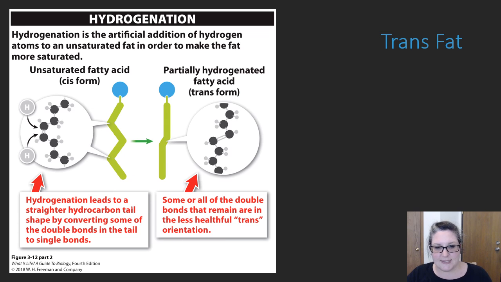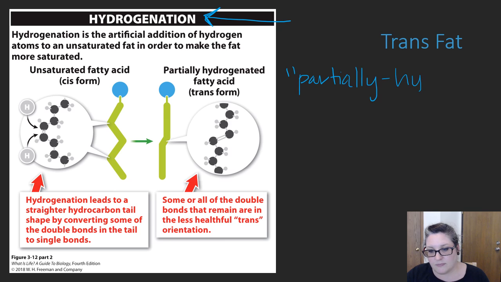A third type of fat is called trans fat. I'm sure you've all heard of this, but this is an artificially saturated fat. This is produced by a process called hydrogenation. If you read somewhere that says partially hydrogenated, it's a trans fat. It says like partially hydrogenated canola oil or palm seed oil or anything. Those are trans fats, and they have a very different structure.